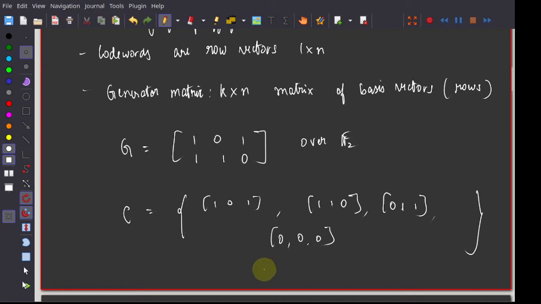So what is the dimension of this code? 2. So what is the maximum number of code words that will be there in this code? But how many code words are there in the code book? 4. So 2 to the 2. Size of F to the k is the number of code words or the size of the code book. In this case, it is 2 to the power 2. And you have 4 code words over here.